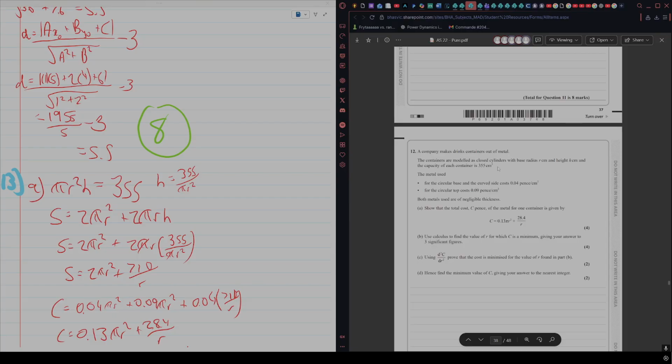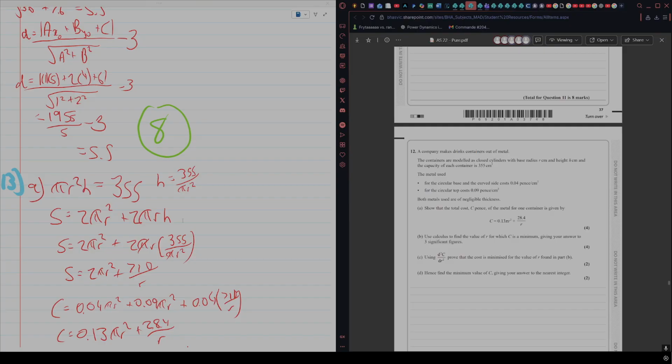You just do the normal optimization stuff. So you do pi r squared h equal to the volume equals 355, because it says the capacity, which just means volume. You can see from the units that it's volume. Then for the surface area, this is the surface area of a cylinder, and then you substitute this into h, do your normal stuff.